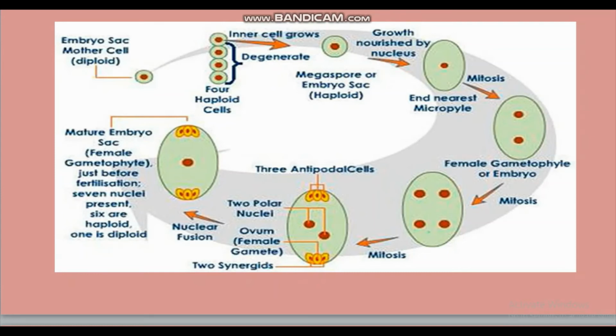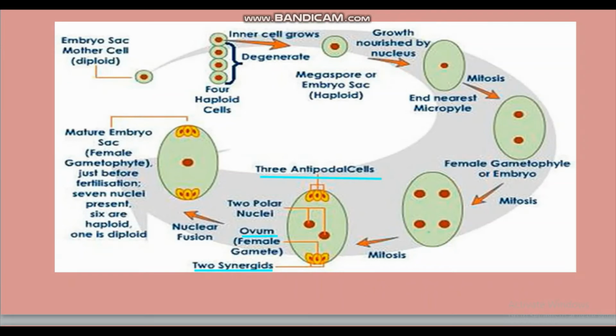So we can see here 3 antipodal cells. Then at the bottom you can see 2 synergids. You can see 3 cells here, but out of these 3, 2 are synergids, and one is the ovum, that is the female gamete. Only at the middle you can see one ovum, that is the female gamete, or egg. These are the cells: 3 antipodal, 2 synergid and 1 ovum, that means a total of 6 cells.